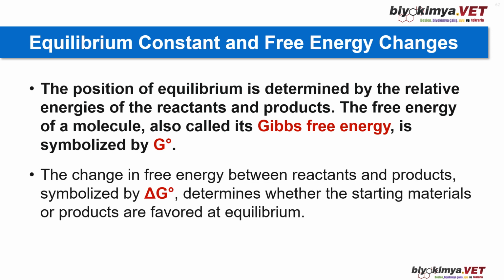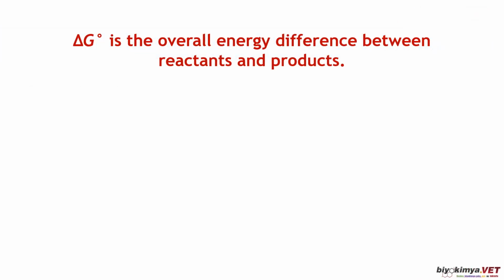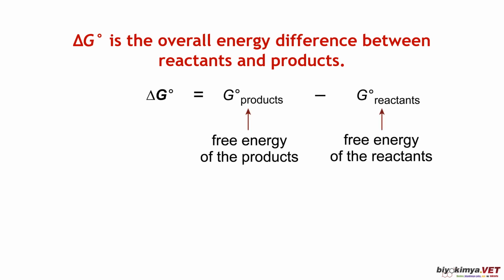The change in free energy between reactants and products, symbolized by delta G, determines whether the starting materials or products are favored at equilibrium. So the change in Gibbs free energy, or change in free enthalpy, is the overall energy difference between reactants and products. So this means the free energy change is equal to the free energy of the products minus the free energy of the reactants.